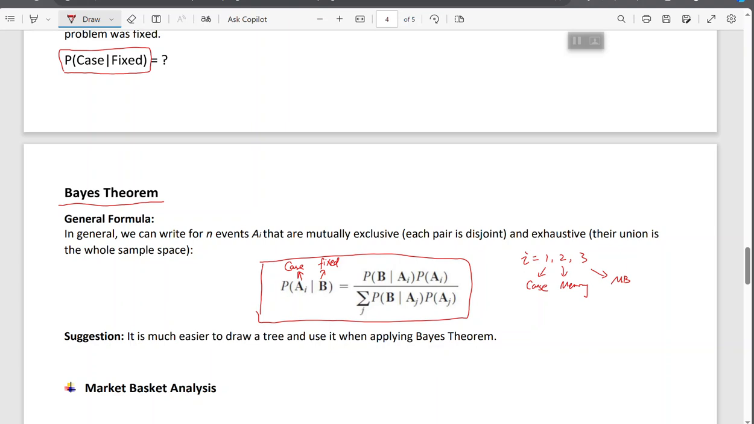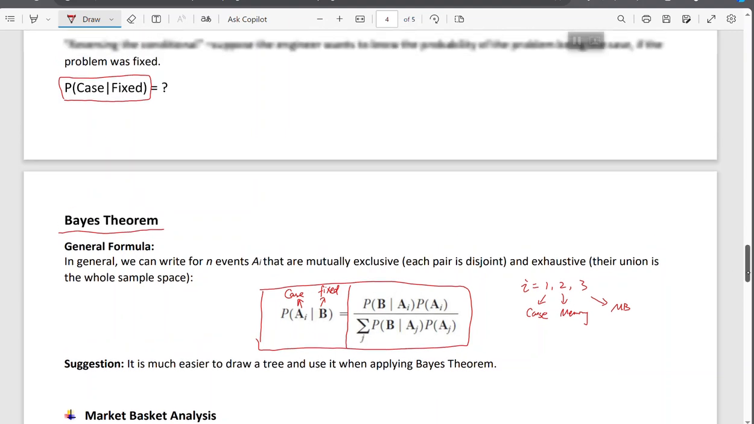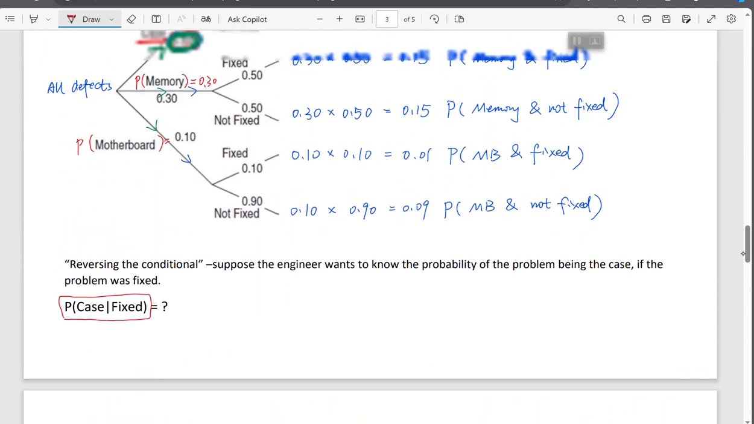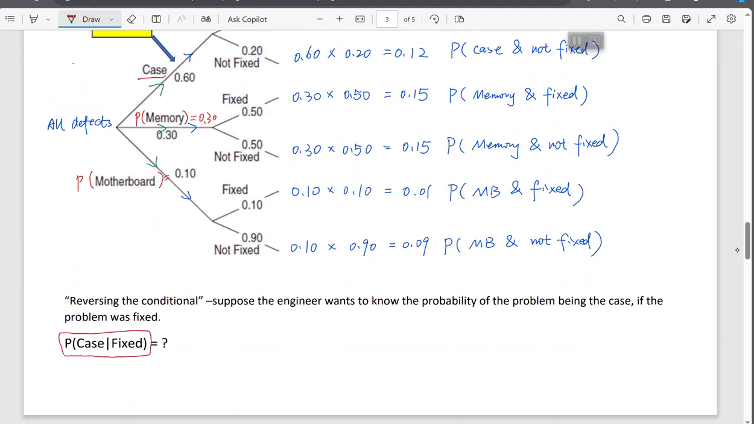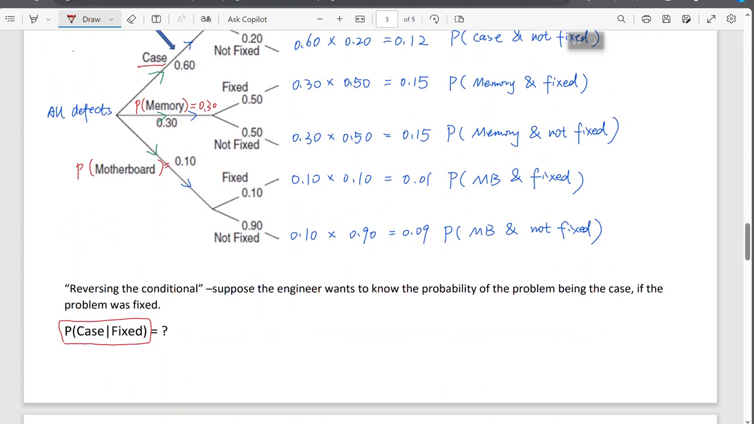So if we want to find this kind of problem and we want to use this Bayes theorem to solve it, you can see that the formula is very, very hard to understand. So now let's just forget about this theorem and try to use the probability tree to solve this problem. So what does this mean?